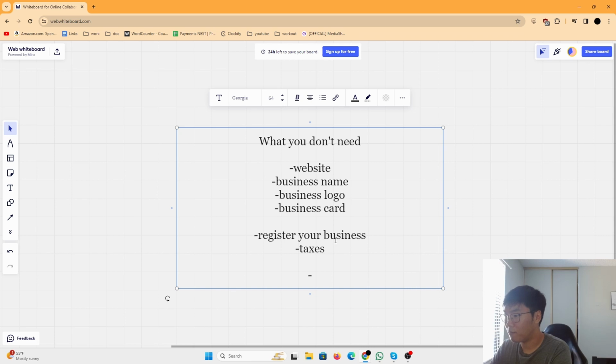Next, office. I would say you don't need an office. Like, this is my office, like my room. I got my computer, my desk, my chair. This is my office. This is all you need.